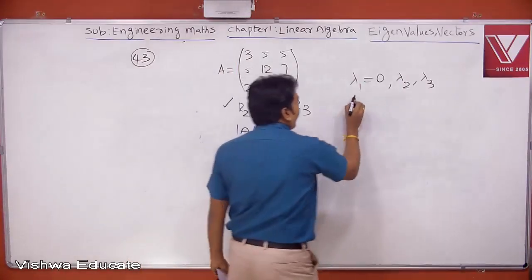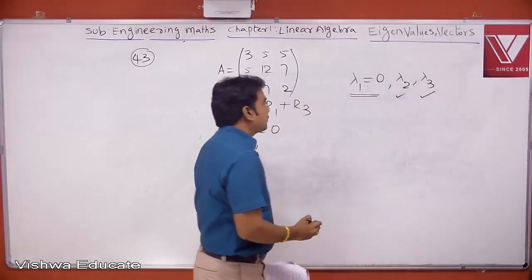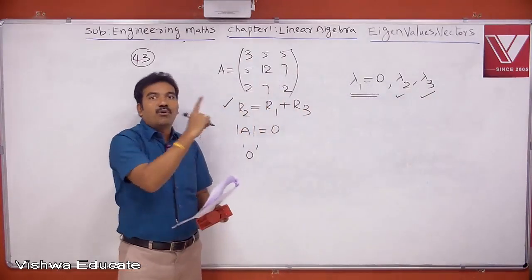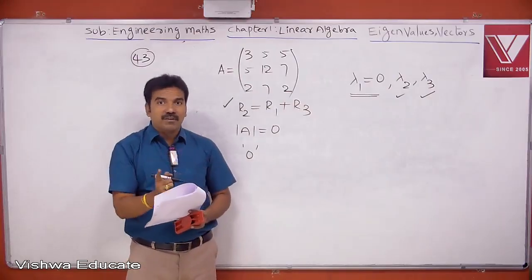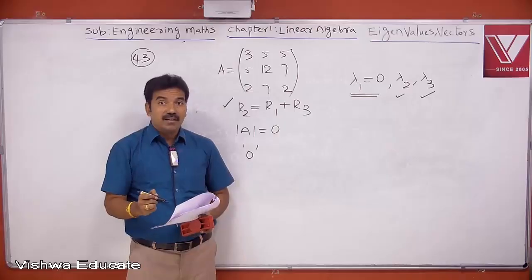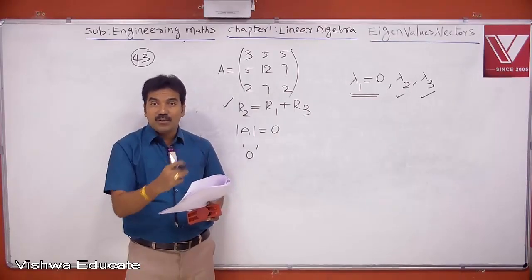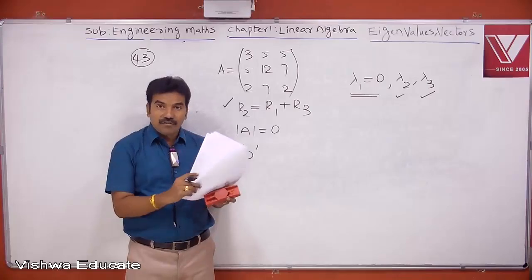So assume that lambda 1 is 0 and the remaining two eigenvalues are lambda 2 and lambda 3. If either lambda 2 or lambda 3 is a negative number, then the minimum of all three values is that negative number. But there is no negative number in the options. Therefore, ultimately 0 is the least eigenvalue of this matrix.